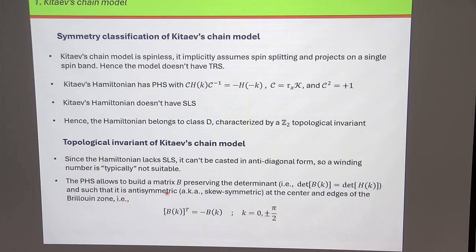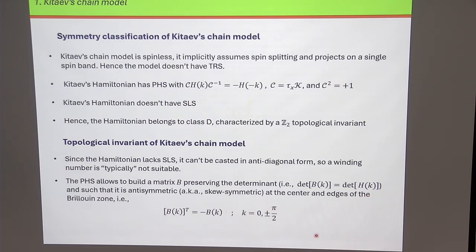So the particle-hole symmetry, however, also makes something interesting possible. It makes it possible to find a matrix that preserves the determinant of the Hamiltonian, or the original Hamiltonian, and is antisymmetric, okay? Antisymmetric means that it fulfills this condition. So you can prove that if there is particle-hole symmetry, then there is such a matrix that will be antisymmetric and will preserve the determinant of the Hamiltonian, okay?